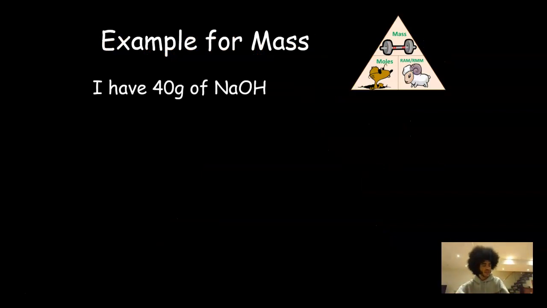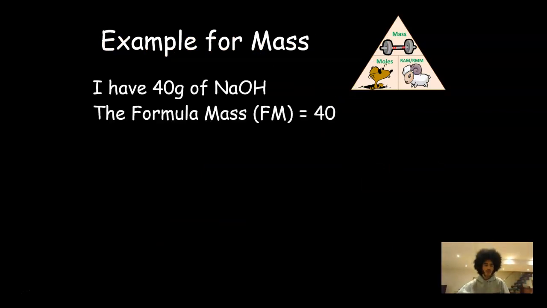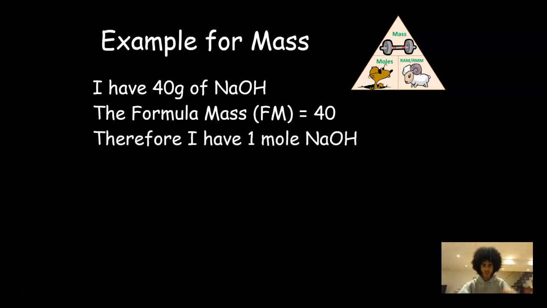So if I'm trying to work out mass, let's think about it. I've got 40 grams of NaOH. Now the formula mass, or the MR, however you want to call it, it's 40. Therefore, if you have 40 grams of sodium hydroxide, or NaOH, you have 1 mole. Therefore, if my formula mass is 40, that means 1 mole is 40 grams.